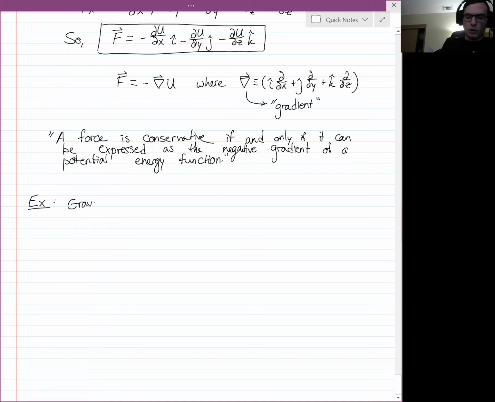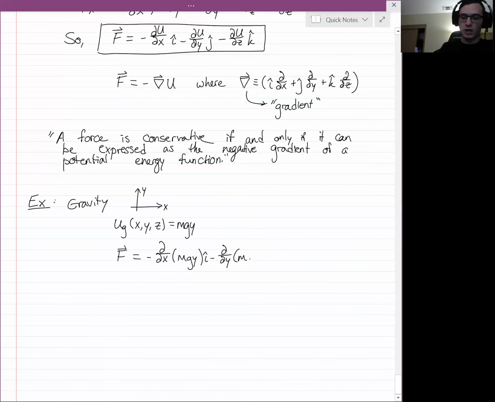So I'm going to set up a coordinate system, as you usually have to if you want to talk about forces and potentials. Then in that coordinate system, the potential energy function is just mgy, right? And I could add a plus U naught, and I'll get to that in a minute. So from the formula above, the force is negative partial derivative with respect to x of mgy in the i hat direction, minus partial derivative with respect to y of mgy in the j hat direction, minus partial derivative with respect to z of mgy in the k hat direction.